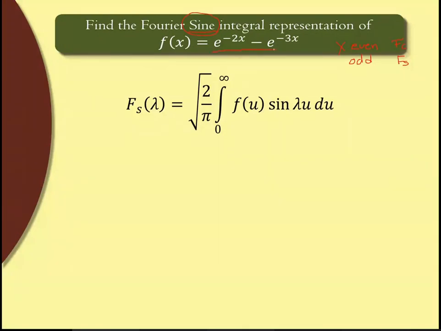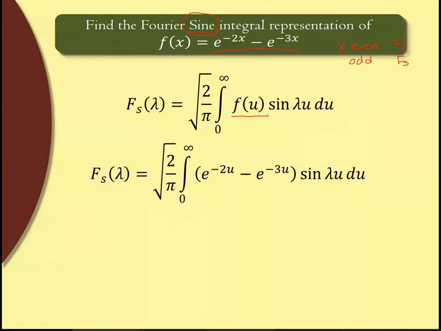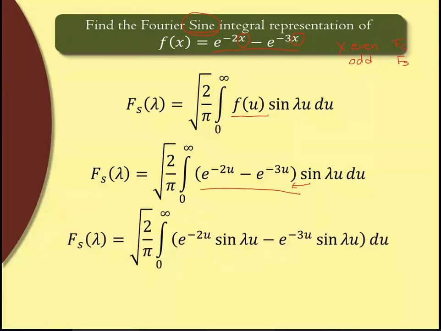Now this function is defined for all x. There are no limitations for x. So directly we can put this function over here. So it will be integral 0 to infinity e raised to minus 2u minus e raised to minus 3u, sine lambda u du. We are just replacing this x by the u term. So we get this. Now multiply this sine term inside and separate out the terms: e raised to minus 2u sine lambda u minus e raised to minus 3u sine lambda u du.